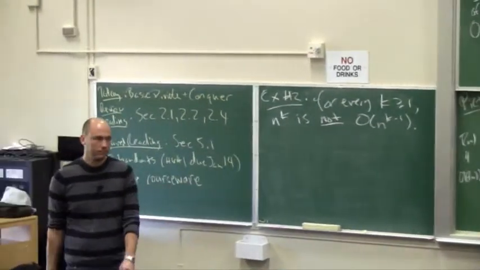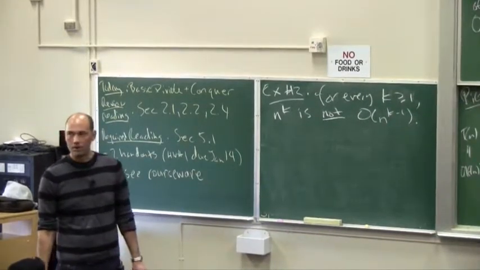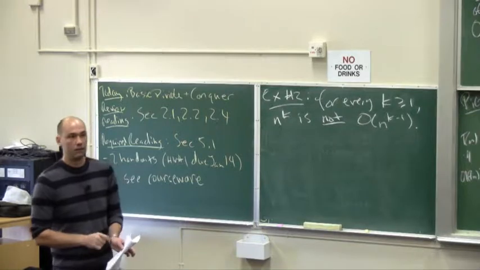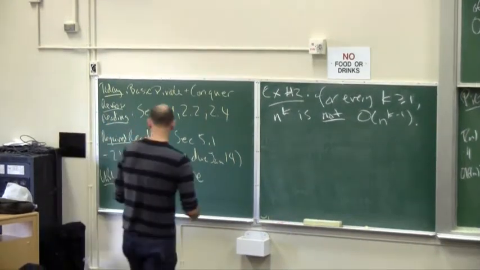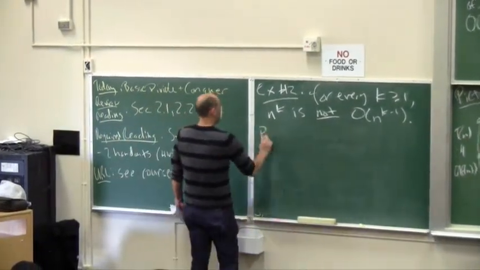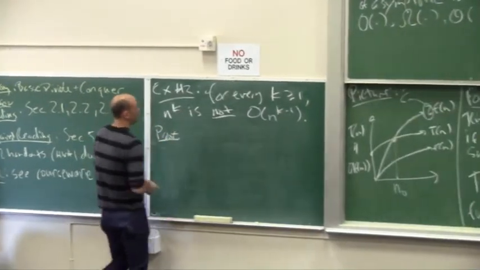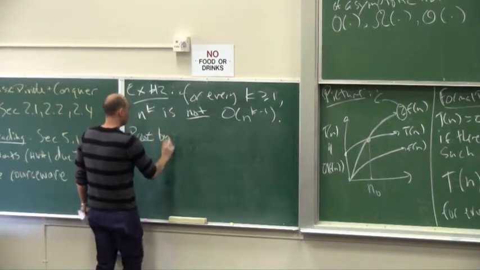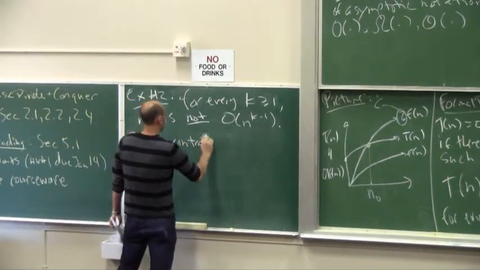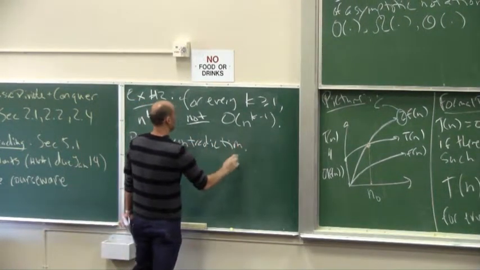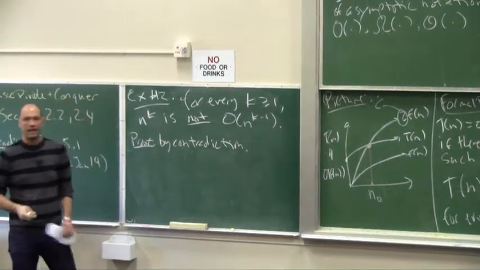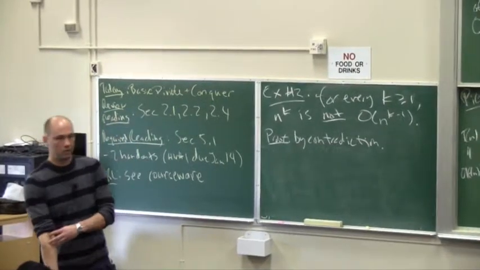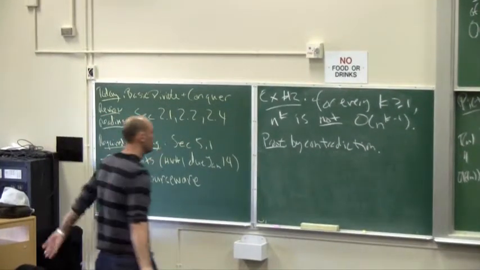All right? So in other words, you really do care about the leading power of n. It really does matter. So how would you prove this? I would recommend proof by contradiction. You assume that n to the k is big O of n to the k minus 1, from which you would derive something false and conclude that the original hypothesis is false.